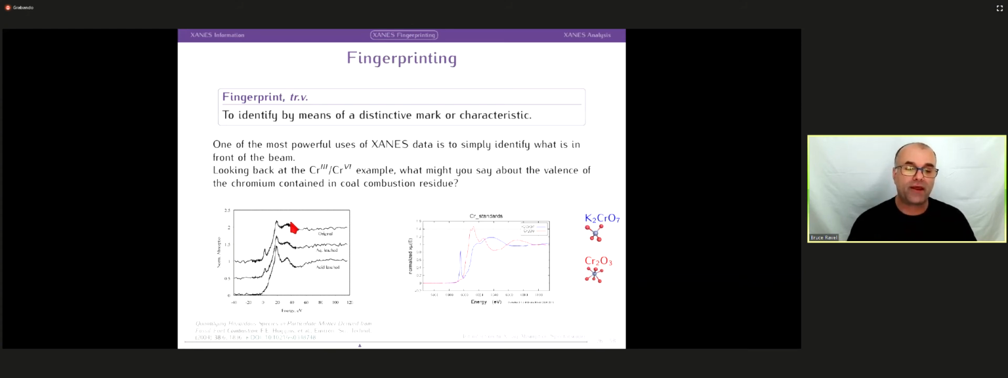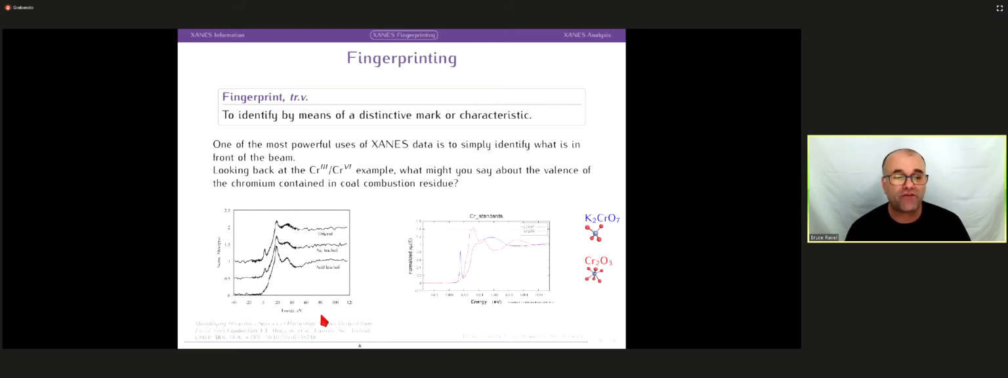Now, what they were looking at in this paper is how you can process the coal ash to extract the chromium, or maybe chemically convert the chromium. When you just wash water over the coal ash, it doesn't do very much to reduce the amount of chromium 6. And we know that because this peak is not very much smaller relative to the size of the edge step. But when you wash the coal ash with acidic water, the acid is really good at reducing what chrome 6 there is down to chrome 3.